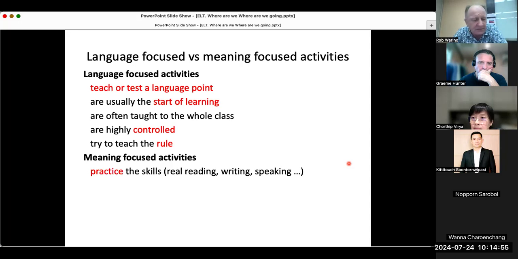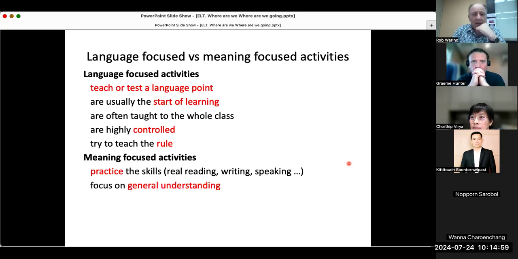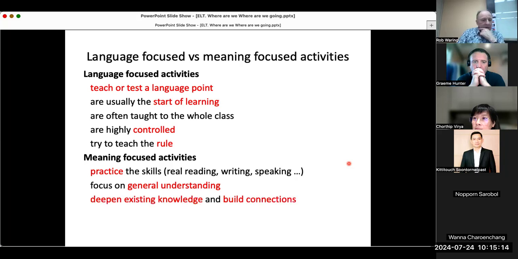At the bottom is about practice, the real skills of real writing, reading, speaking. And the idea is to focus on general understanding of the language, to get a general idea of what the passage says. And you could, if you wish, dig in deeply and get a really deep knowledge. And that's going to be very important, say, for academic study. The idea is to deepen existing knowledge and build connections.